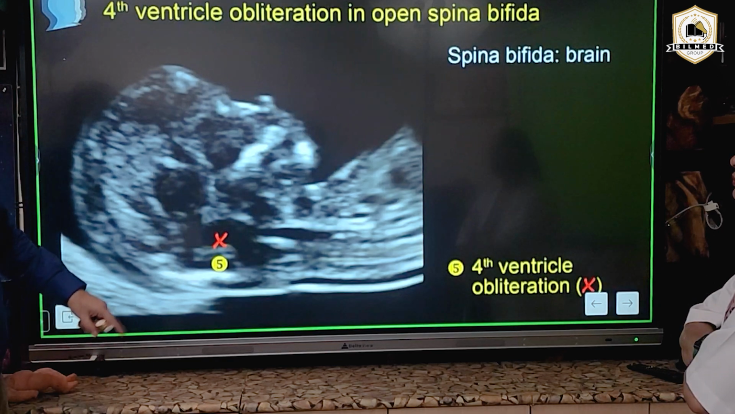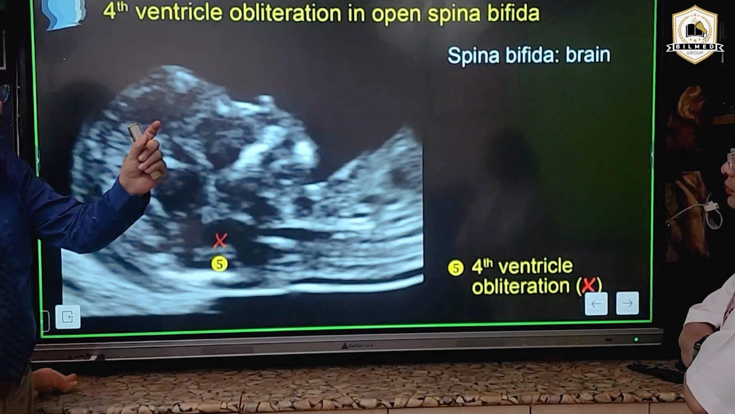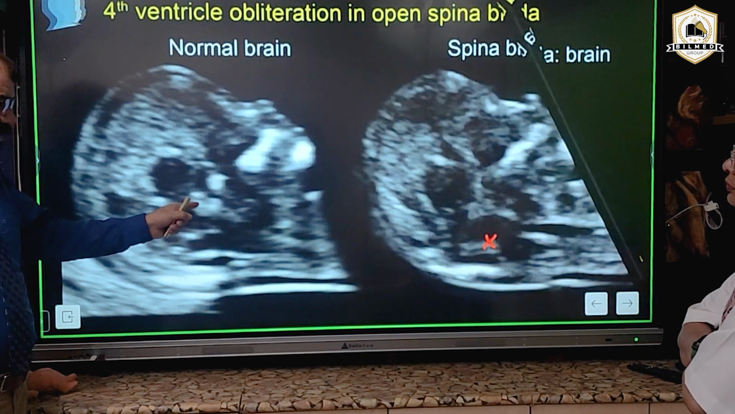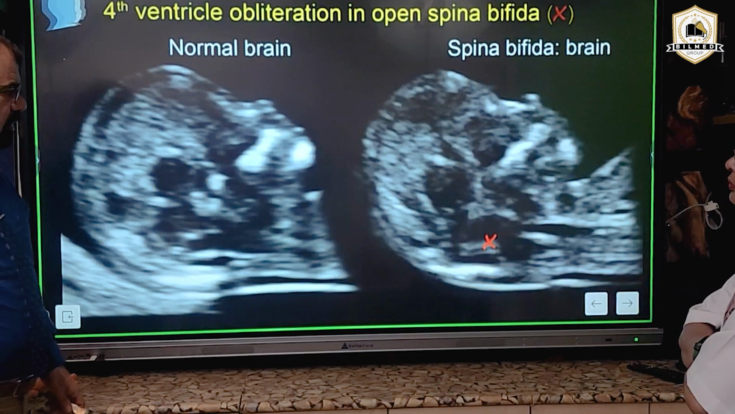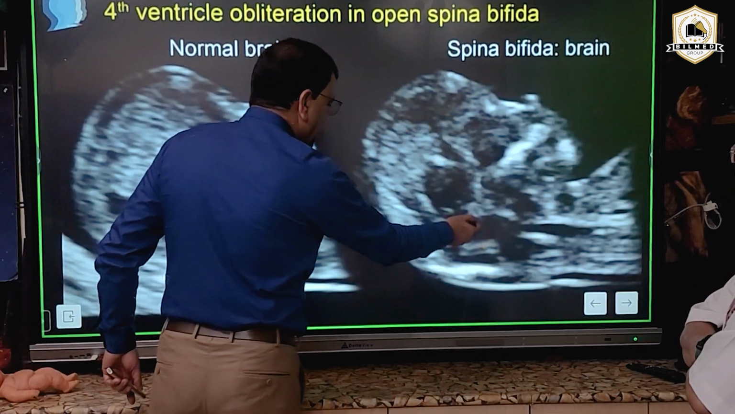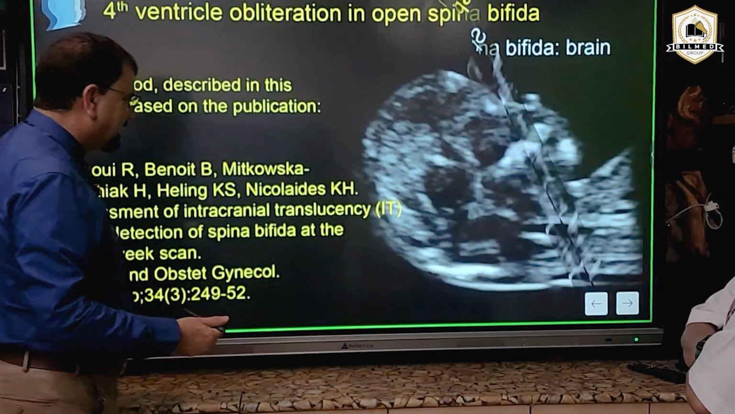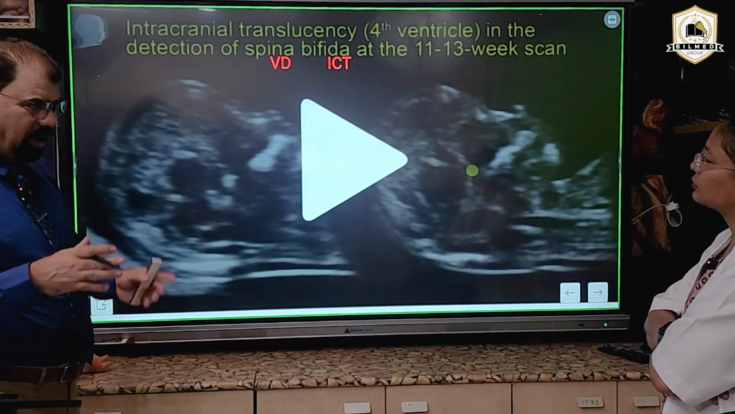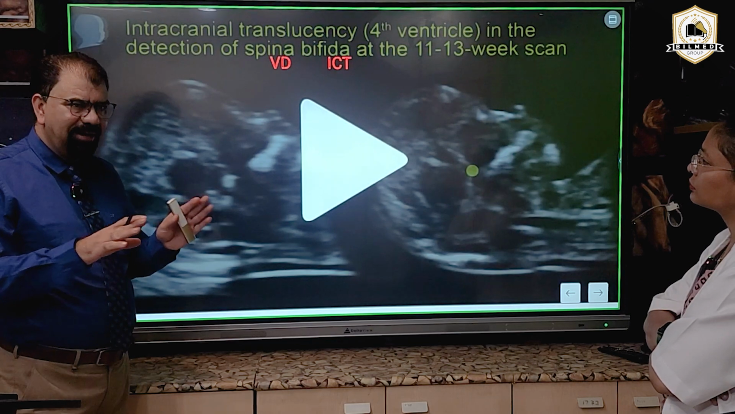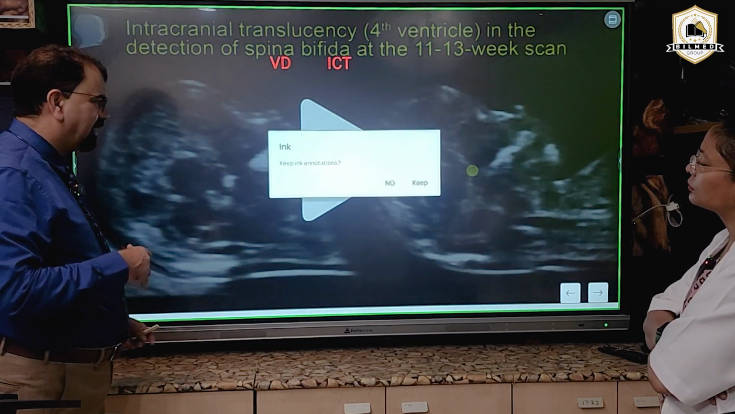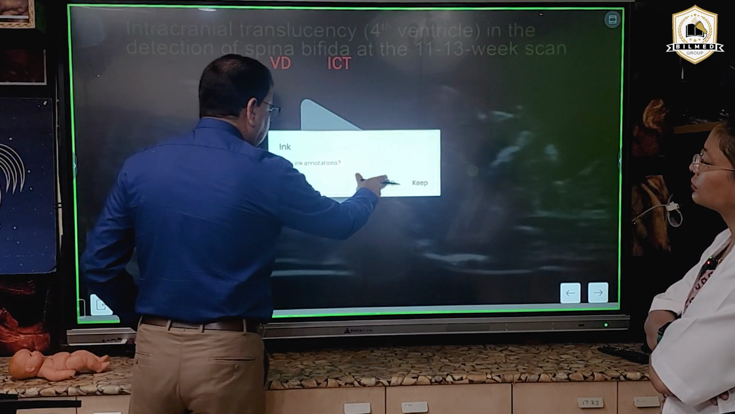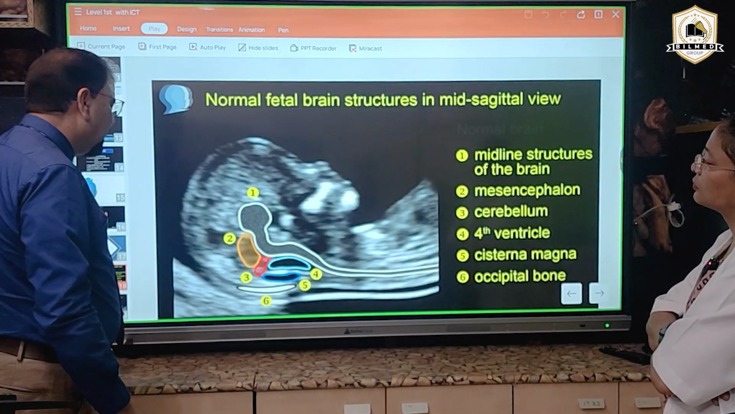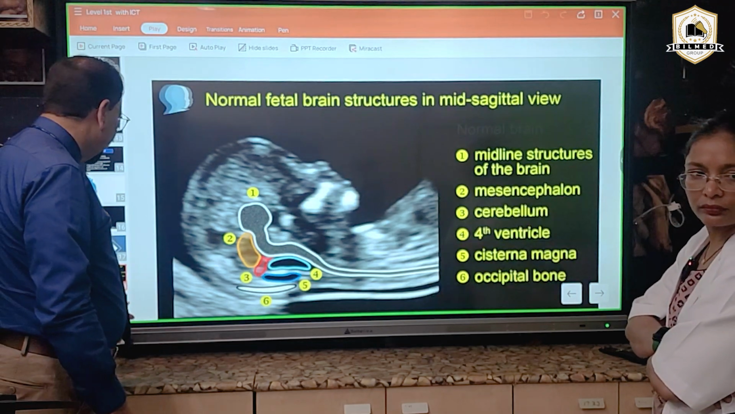So you are not actually seeing a spina bifida in a small fetus. You are seeing the effect of the spina bifida in the brain. Over here, I am not seeing an ICT, and I was seeing the ICT in the case of a normal brain. So the ICT is telling me that I don't have any spina bifida. That is why we are including this in the first level of this nuchal scan.